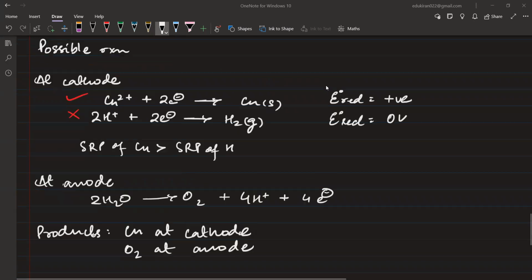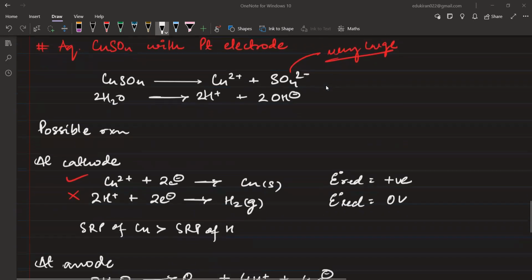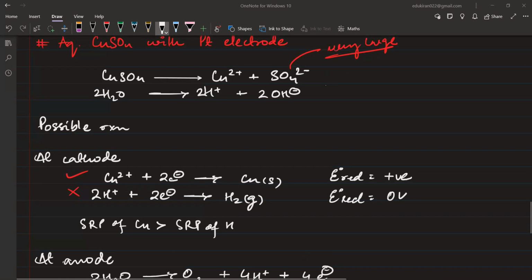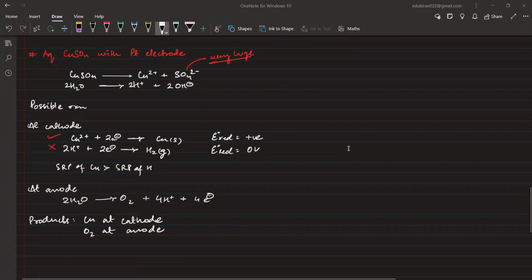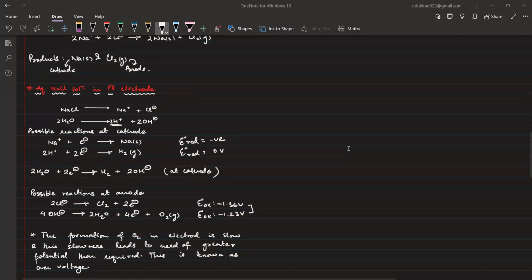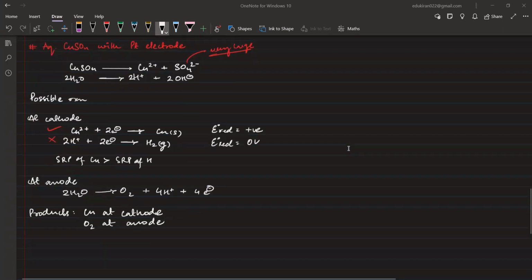Okay, listen guys here. In CuSO4 we have two different cations, Cu2 plus and H plus. Listen Umar, ठीक है? In CuSO4 we have two different cations, Cu2 plus and H plus. Copper has positive electrode potential, positive reduction potential. That is why it is going to get reduced preferentially than H plus. Hydrogen has 0, copper has positive. So copper is preferred at cathode.